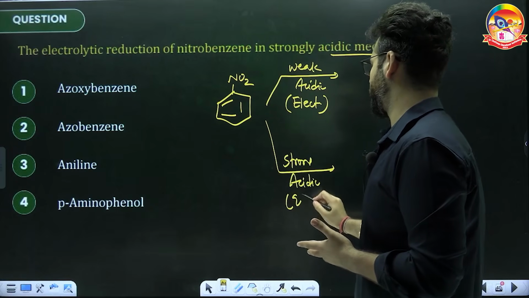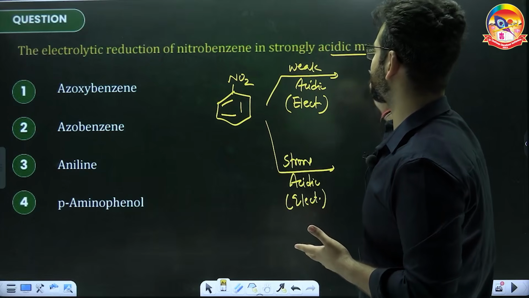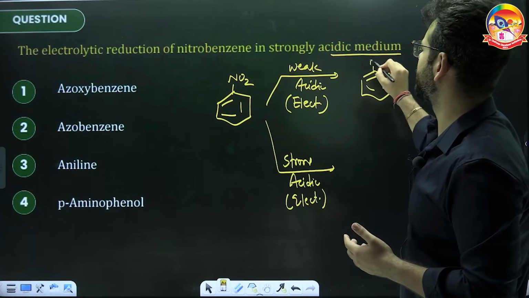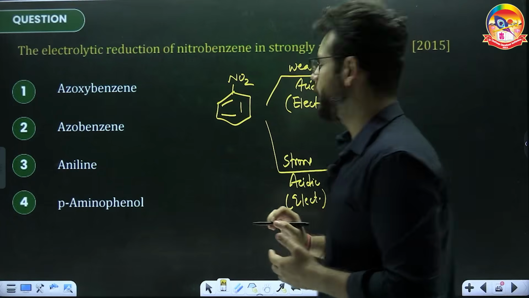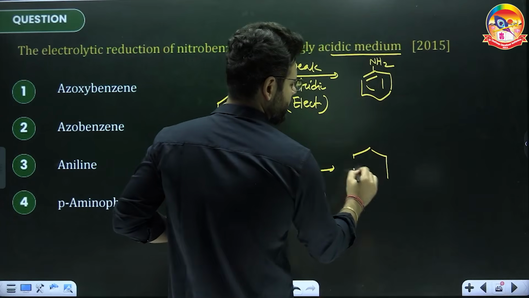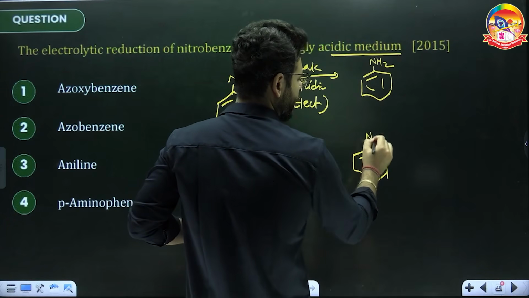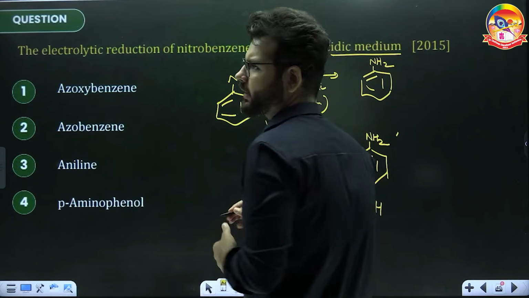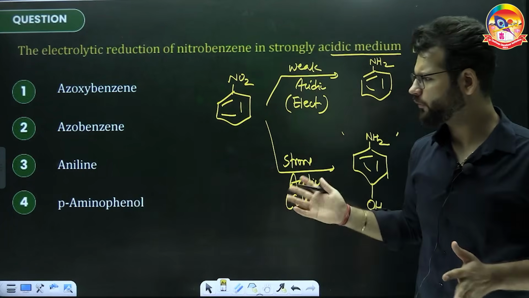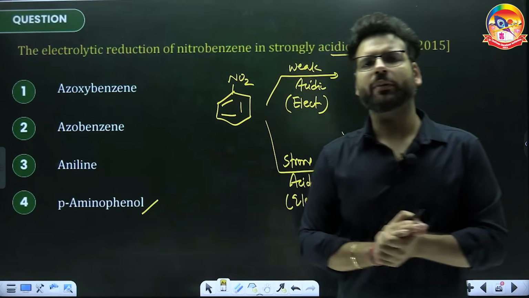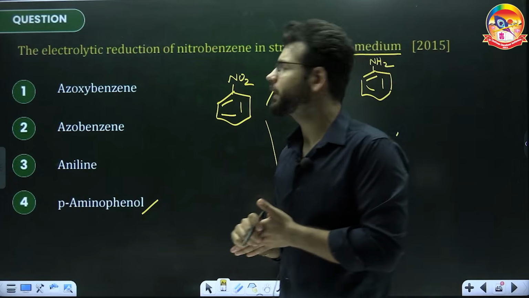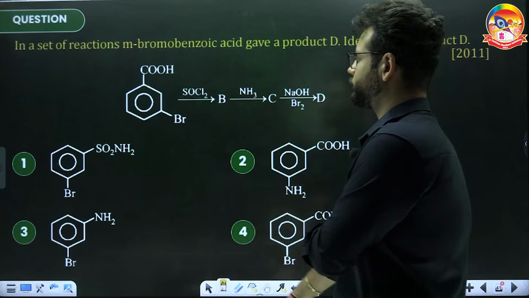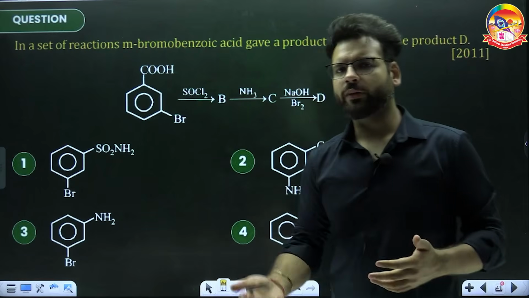weak acidic medium is just like Sn plus HCl, you get C6H5NHOH. But in strong acidic medium, you get NH2 on the top and OH at the para position. Okay, this is one extra thing which is not there in the syllabus anymore. If you want, you can remember it. Para aminophenol is the final product if I take strongly acidic medium. Moving on to the next one.